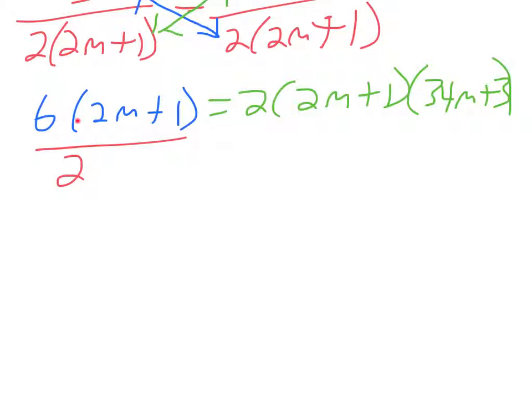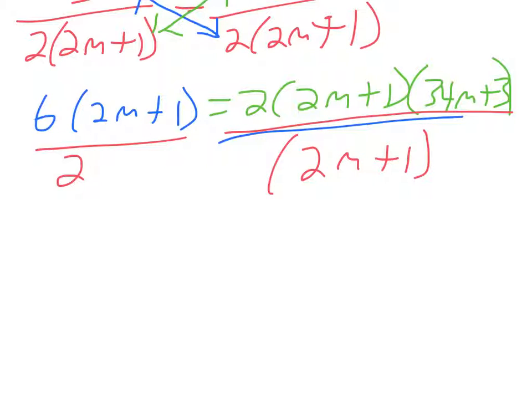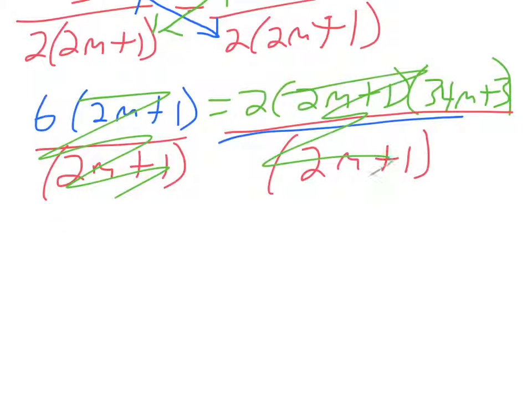Since this is all one term, this is one number if we just knew what m was. And this is one number, because everything's being multiplied together. So, oops, I'm doing this in red. Divide everything by 2m plus 1. Do it once to both sides, that way you still have a balanced step. When you do that, this cancels out, and this cancels out, so you have something a lot simpler to work with. 6 equals 2, parentheses, 34m plus 3.